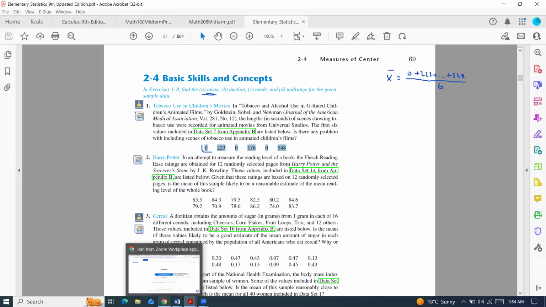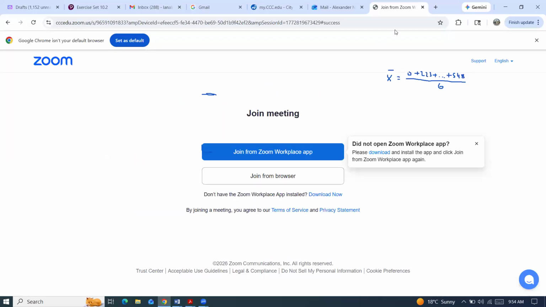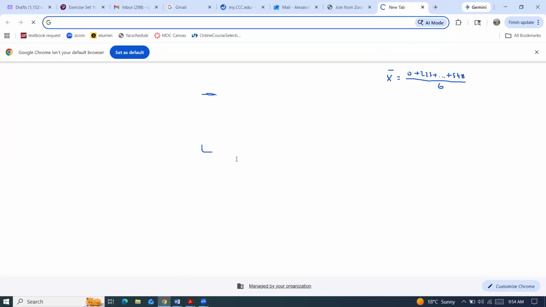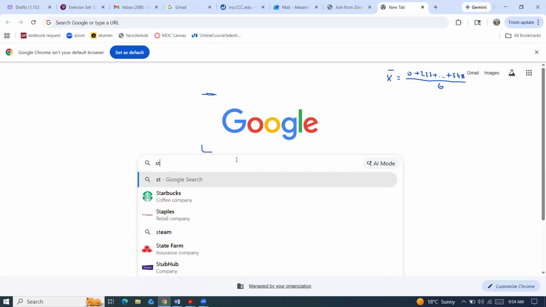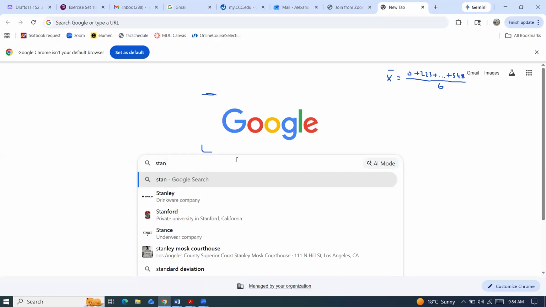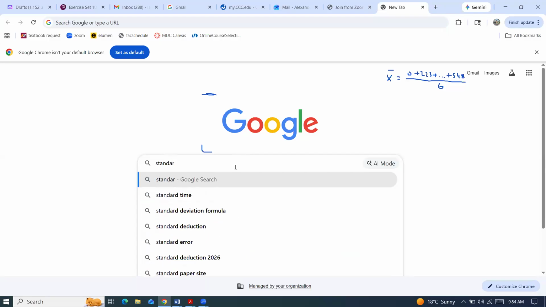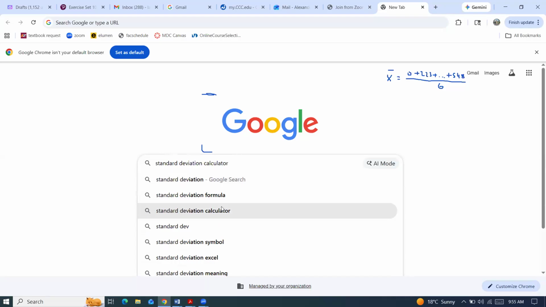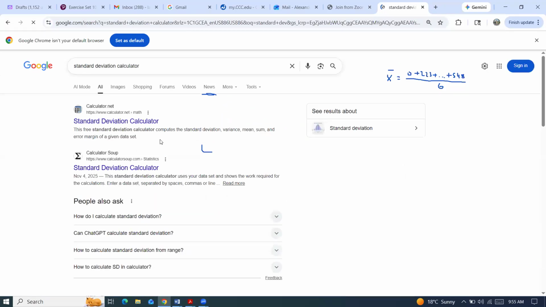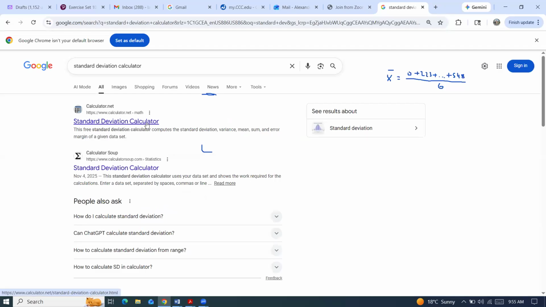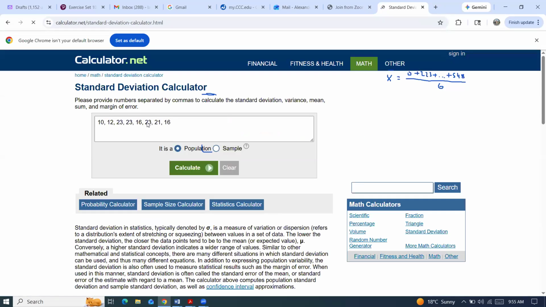So what I'll do is show you an absolutely free and very useful standard deviation calculator. Standard deviation. It should appear here. Standard deviation calculator. Standard deviation? Yeah, that's something we're going to get used to.